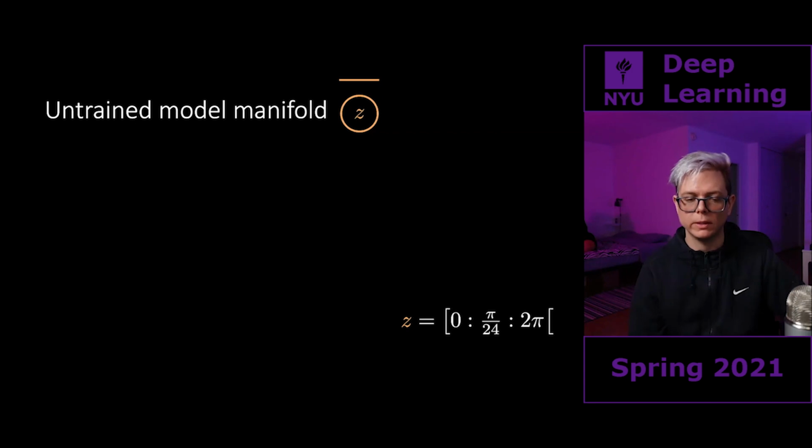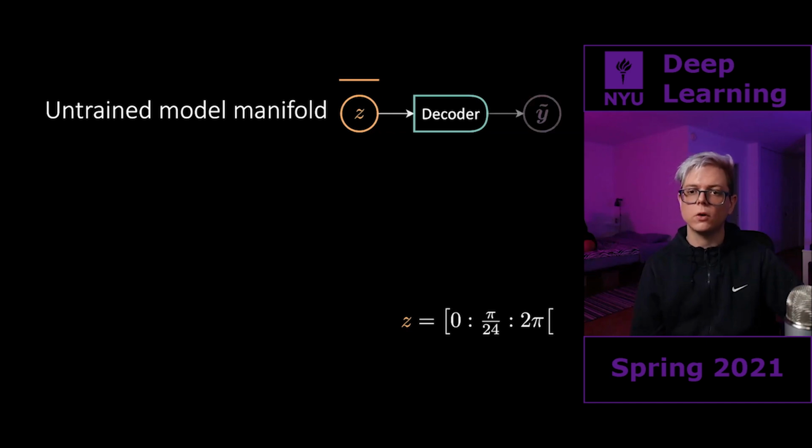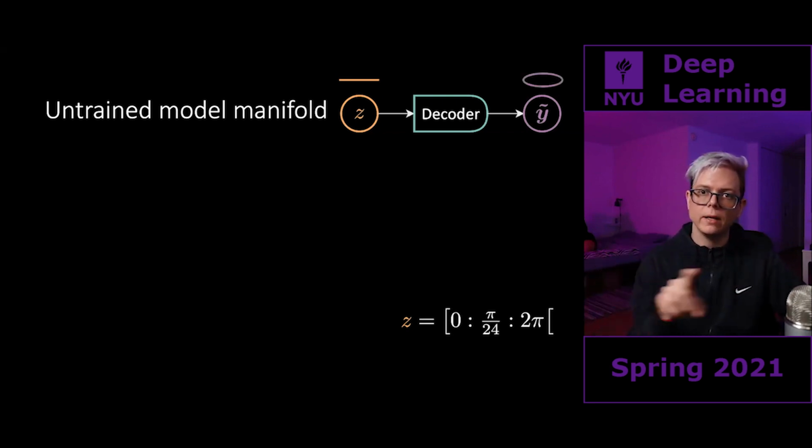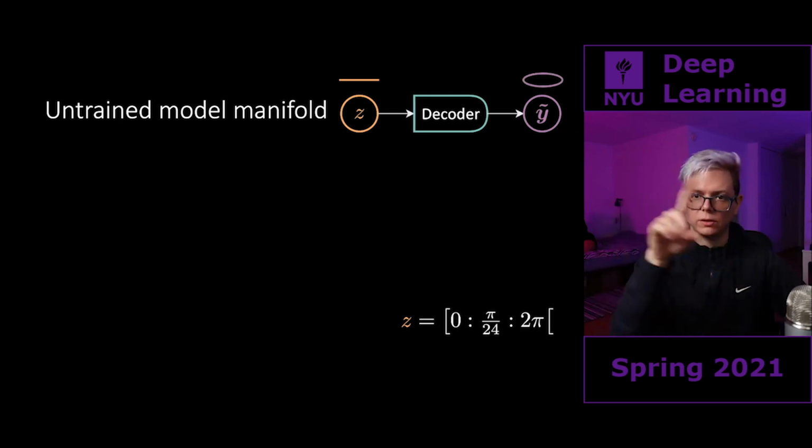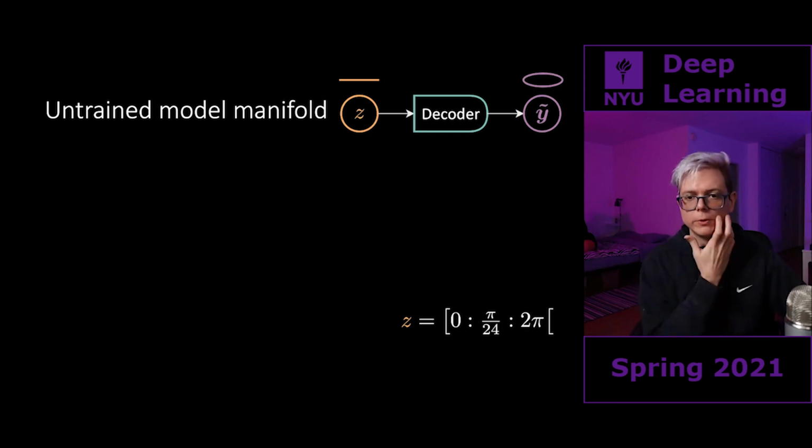2 pi minus pi over 24. Then I provide my latent variable, which is these discrete points over a line, into a decoder. And my decoder is going to be converting this into my y tilde. And tilde means approximation of y. And so as I move Z across this line, y moves around in circles, okay? So this is how this energy-based model generates output samples.